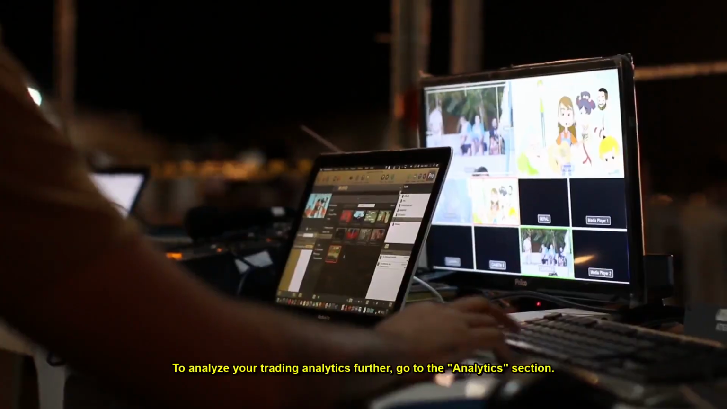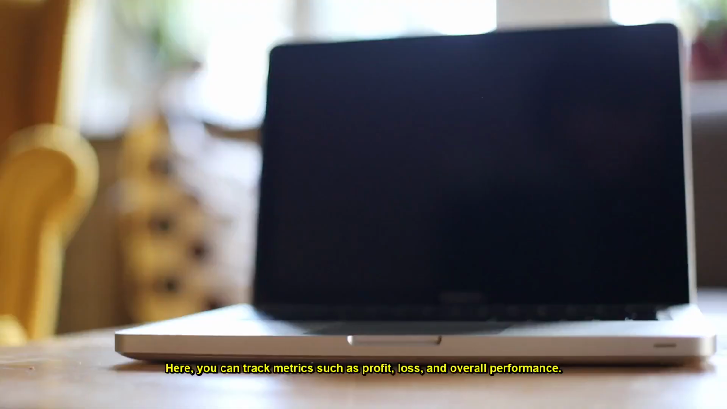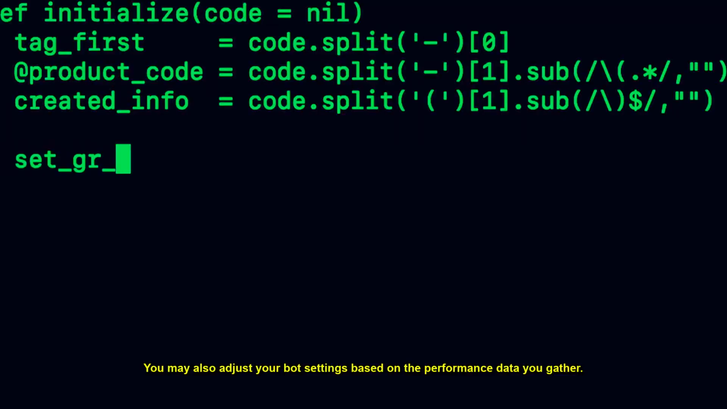To analyze your trading analytics further, go to the Analytics section. Here, you can track metrics such as profit, loss, and overall performance. Review the charts and graphs for a clearer understanding of your trading trends. You may also adjust your bot settings based on the performance data you gather.